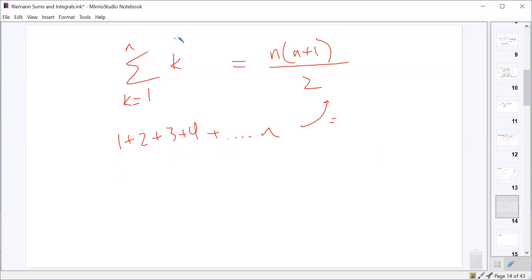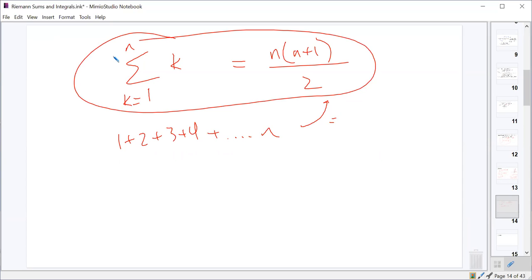And this is just a formula that you should know. Right? You should already know that formula. The sum from k equals 1 to n of k is n times n plus 1 over 2. Reason being, you can figure it out really easily. Make 2 of these. Just do 1 backwards.